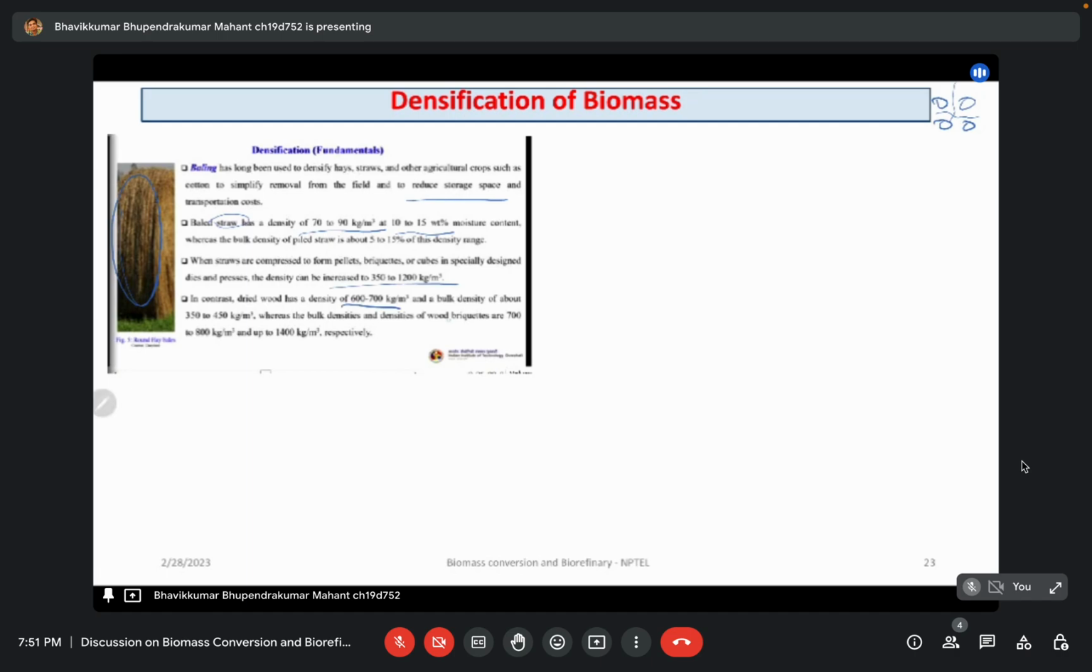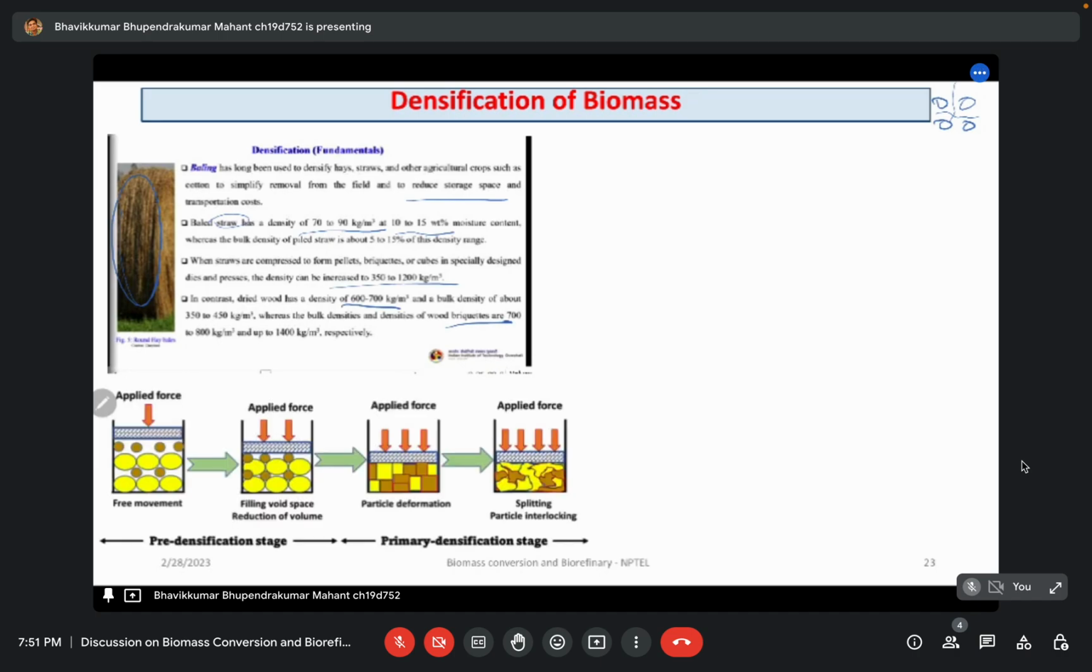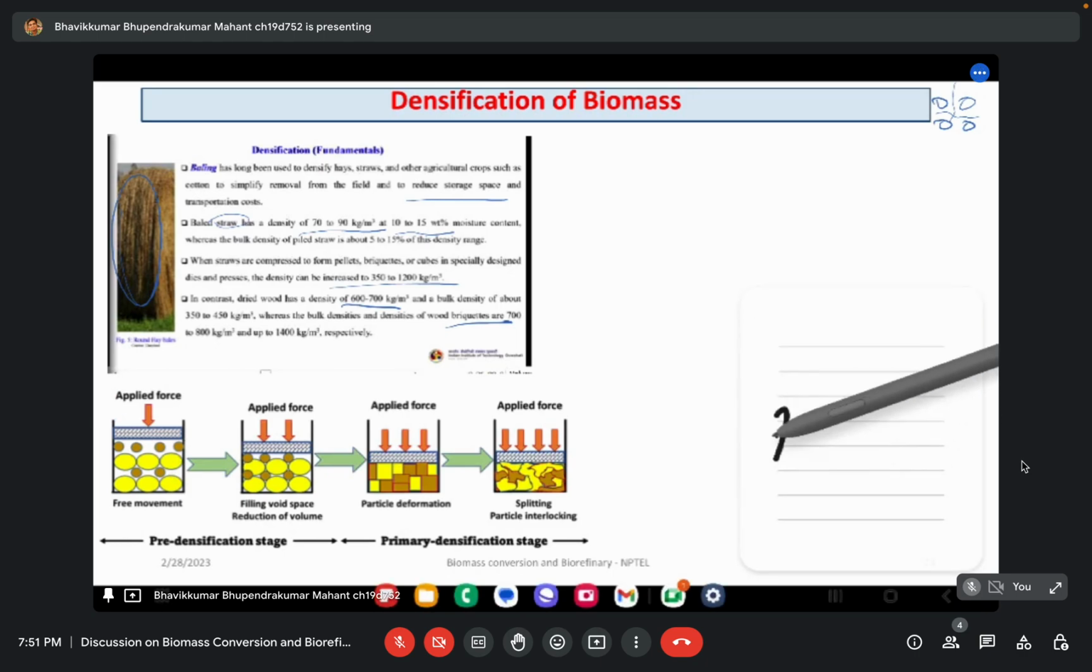While you convert it into briquettes, these are some important figures: 700 to 800 kilogram per meter cube, and it can go up to 350 to 1400. So how can we do that? If you understand it in a small simple cartoon, it's a piston kind of thing.